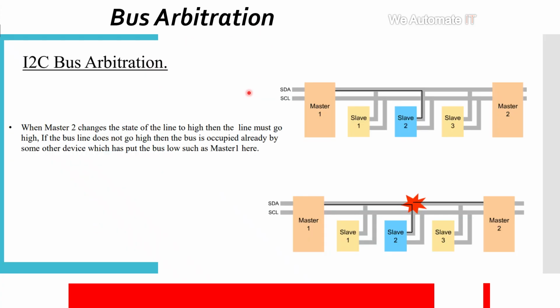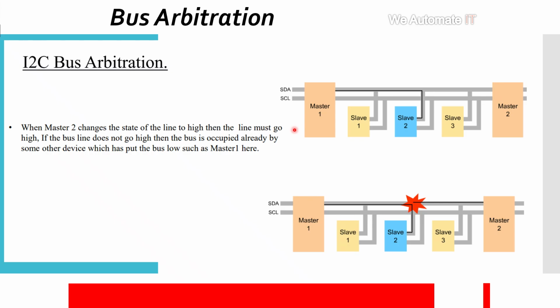Again, bus arbitration. What happens in this? I2C bus arbitration means when master 2 changes the state of the line to high, the line must go high. If the bus line does not go high, then the bus is already occupied by some other device which has put the bus low, such as masters nearby. So it is nothing but I2C components.